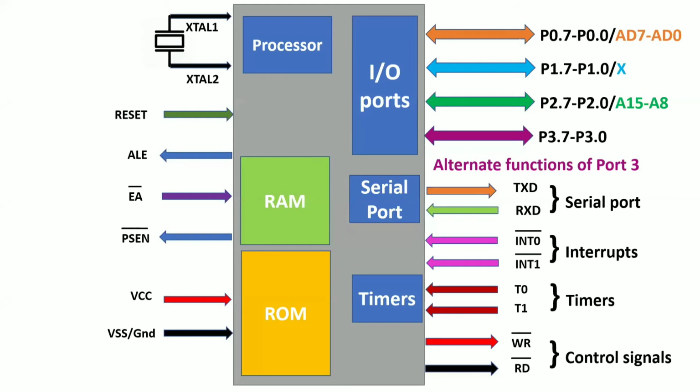So by default, we can use port 1. Why? Because port 1 does not have any alternate function. So whenever you want to do programming on the ports, the obvious first choice is port 1. Okay. Now, what can we do with the ports? We can connect input or output devices.